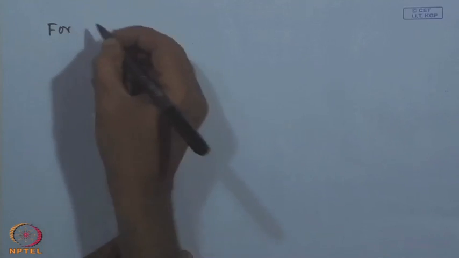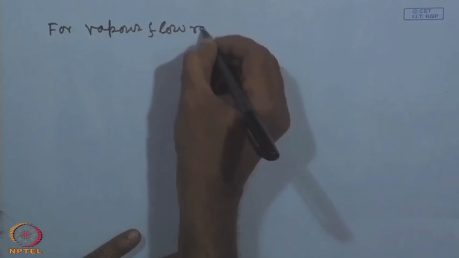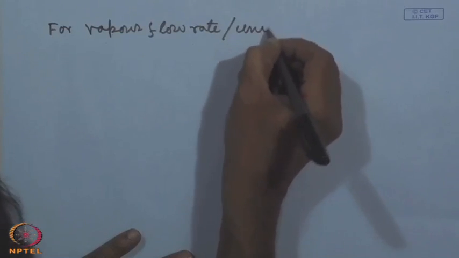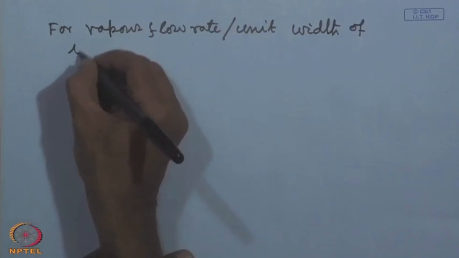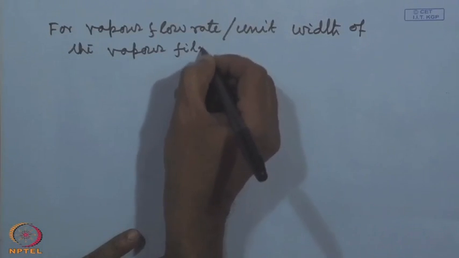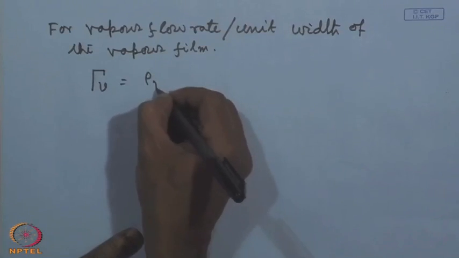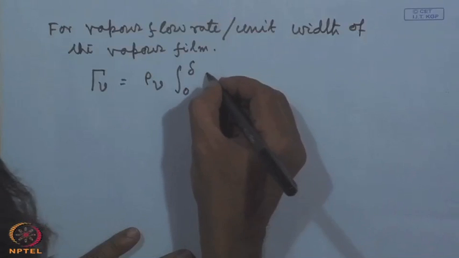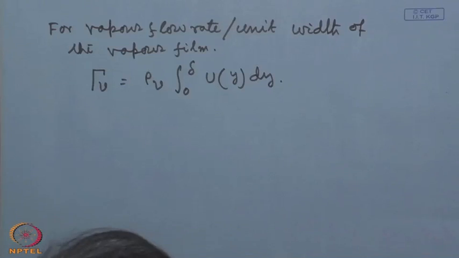Then for the vapor flow rate per unit width of the vapor film, you will get tau v is equal to rho v. So, this will give you the vapor flow rate per unit width of the vapor film.